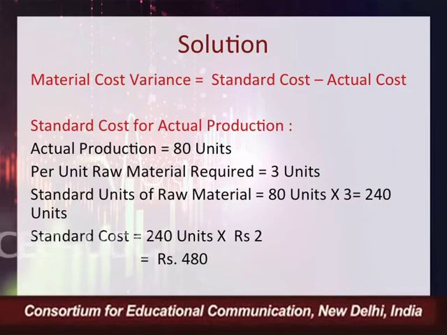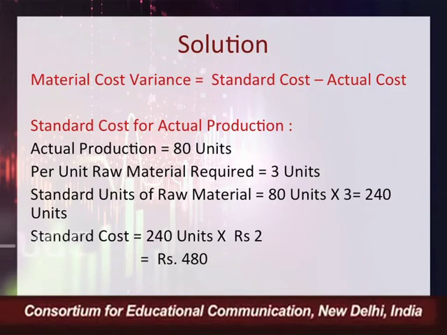So we'll have to calculate the standard units of raw material, and that can easily be calculated. 80 units into 3 is equal to 240 units. So now we have calculated the standard units of raw material for this actual production of 80 units. So this 240 units will actually be my actual consumption of this particular standard units for this actual production. Actual production is 80 units and the standard units required for this particular production is 240 units.